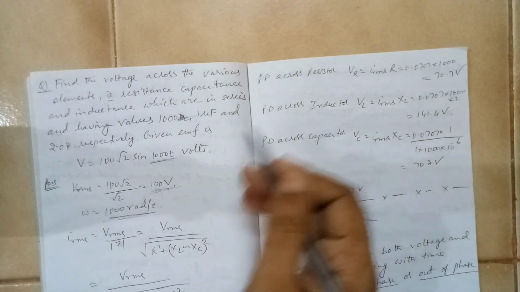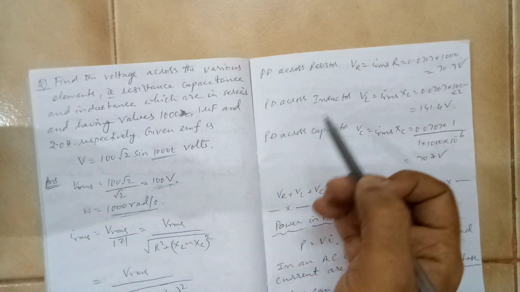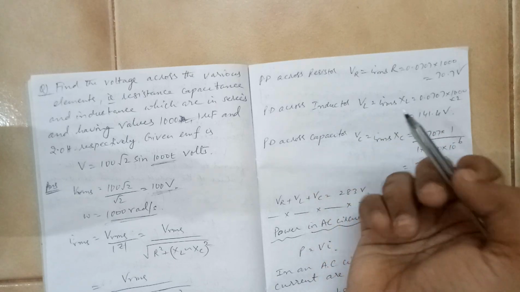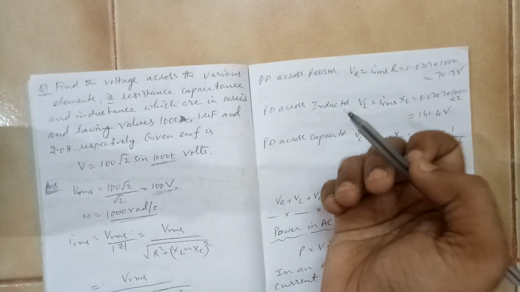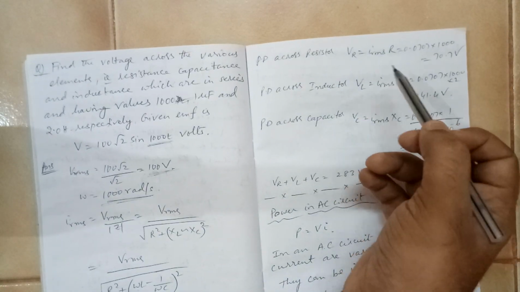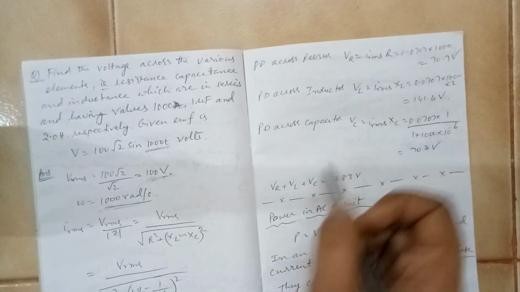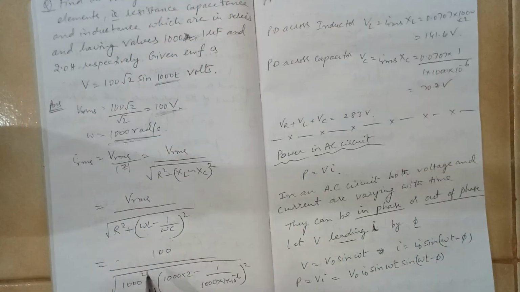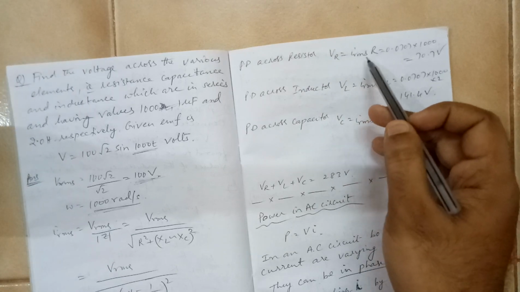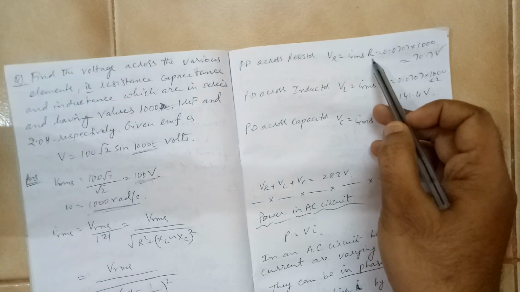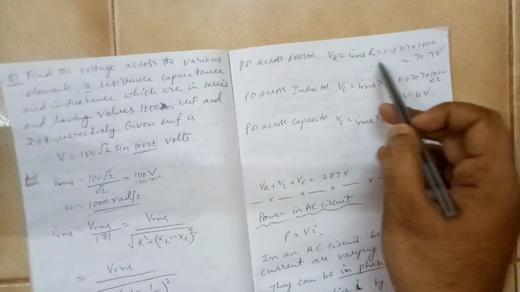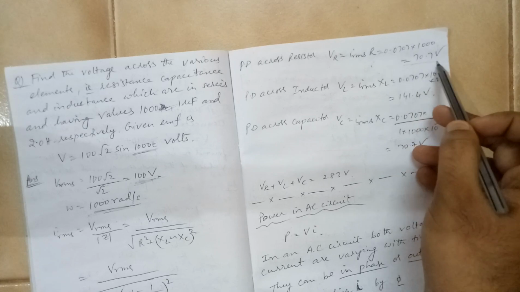Actually, in this question, I think I have not written the whole part. He is asking what is the potential difference across the resistor, inductor and the capacitor. So if you have to get those values, you first have to get the IRMS value, the RMS current value that we have already calculated. Once you have got that, you multiply with the resistance value. For the pure resistor, you multiply with R, you get VR. VR is equal to IRMS into R. R value is given as 1000, so you get 70.7 volts.